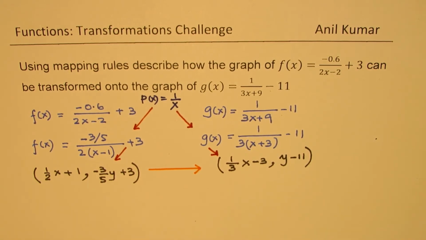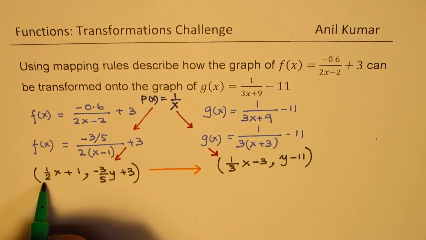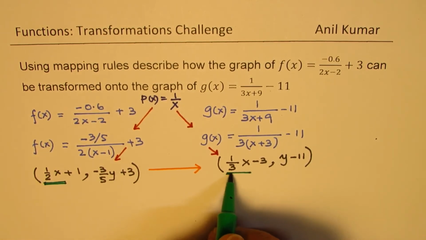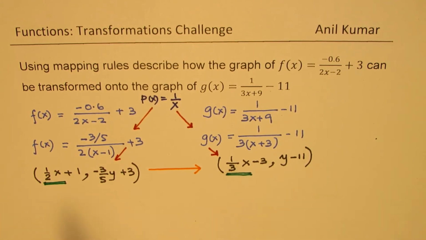Is that clear? So we'll start with the multiplication part first. Let me begin with these two factors. What we see here is the horizontal compression: here it is half x, here it is 1 by 3x. How do we get this result? Well, clearly, I have to multiply by 2 over 3 to get this result, right?